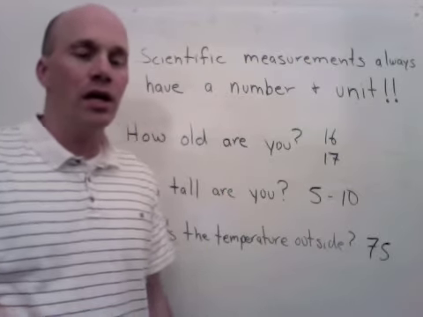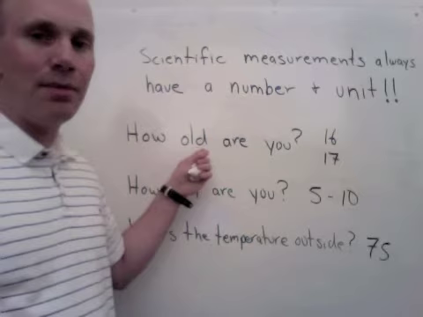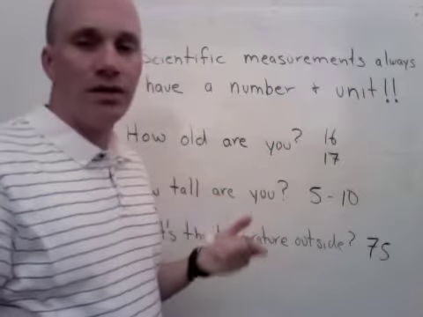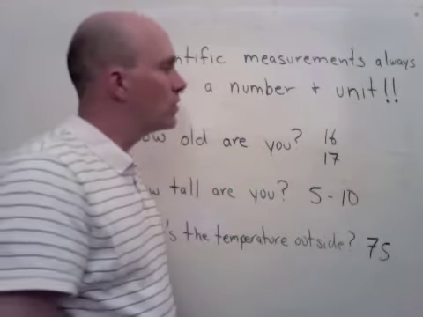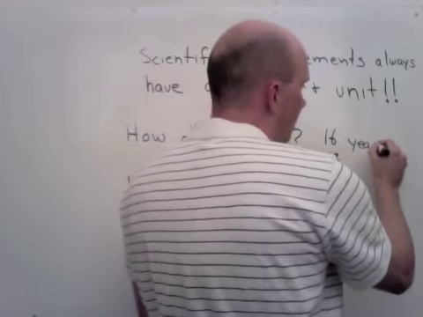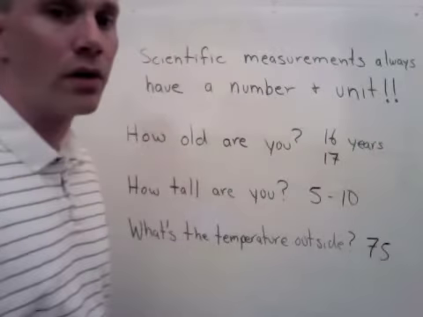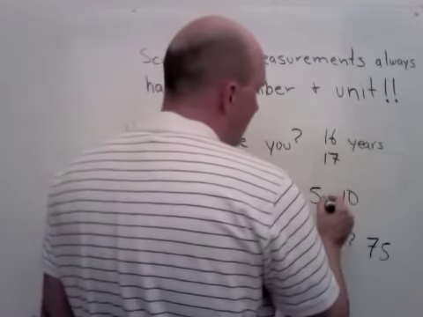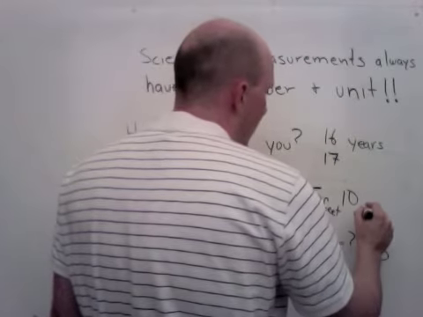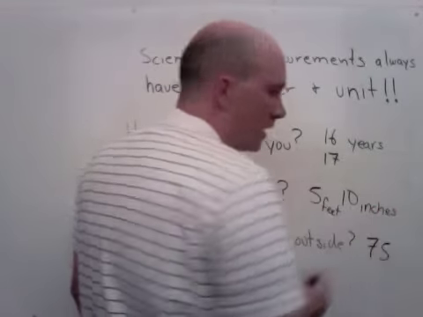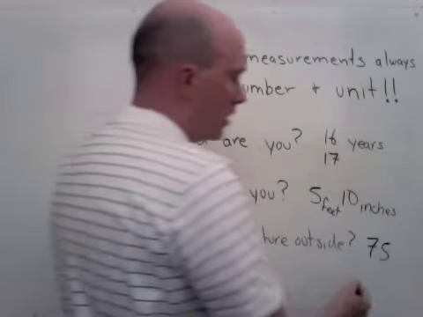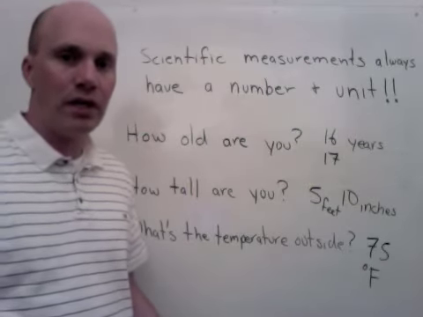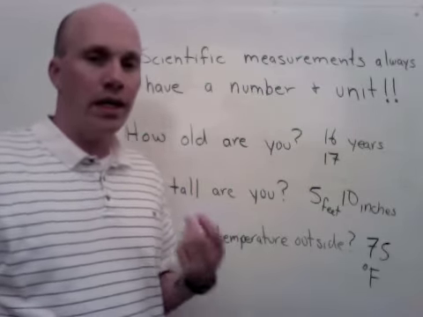That's because in a lot of common language, you assume that they know the units that you're talking about. If someone asks you how old you are and you say 16, you assume that they know that means 16 years old. If I were to say that I'm 5'10", someone knows that that means I'm 5 feet 10 inches tall. And for the temperature, it would be 75 degrees Fahrenheit.